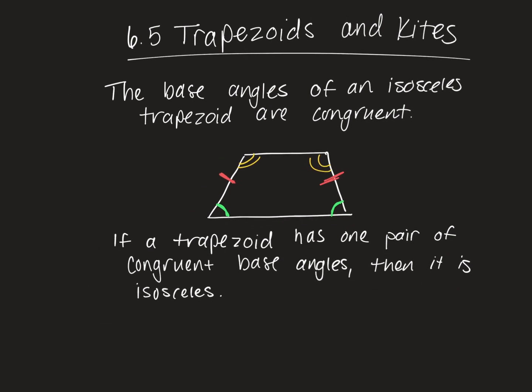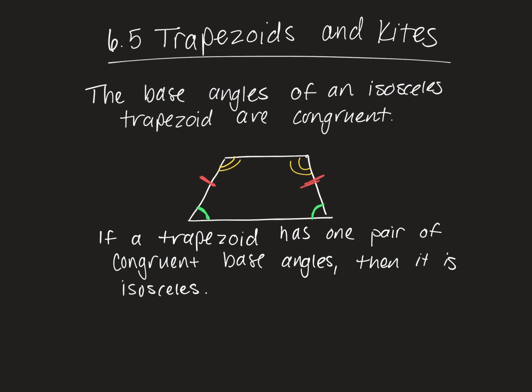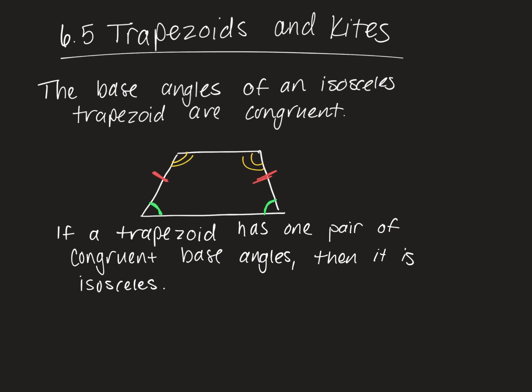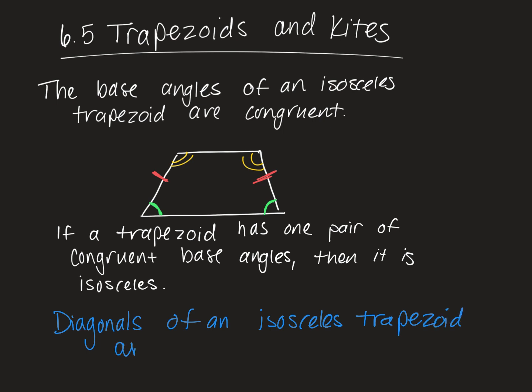All right, and the other thing we know is that the diagonals of an isosceles trapezoid are congruent. So remember, the diagonals go from one side to the other. Right, so those two blue lines are going to be congruent to each other.